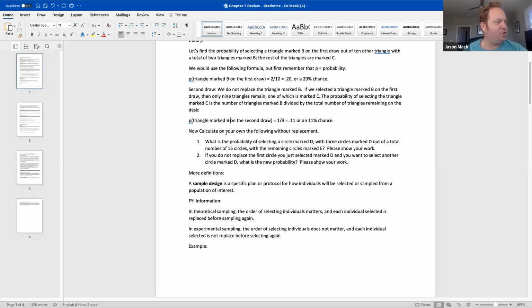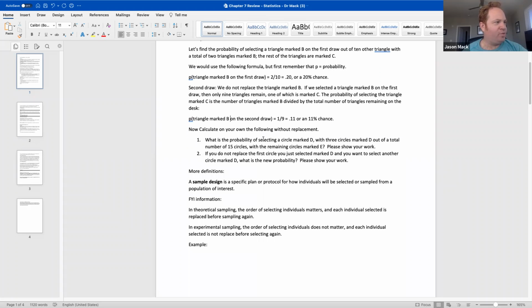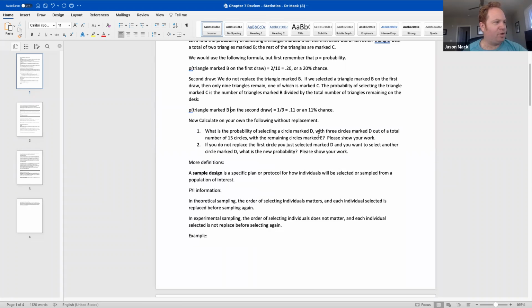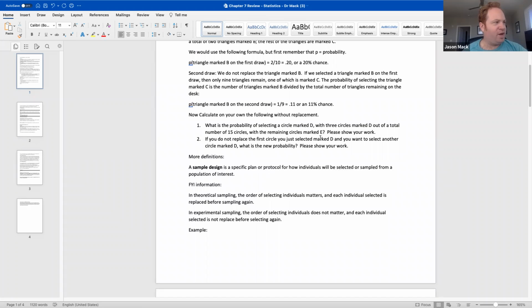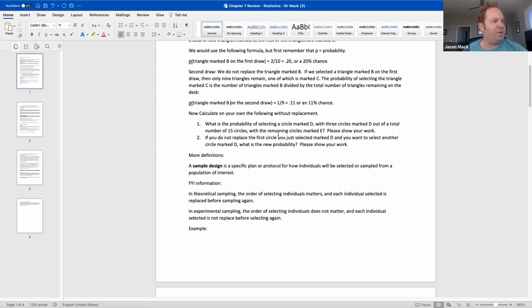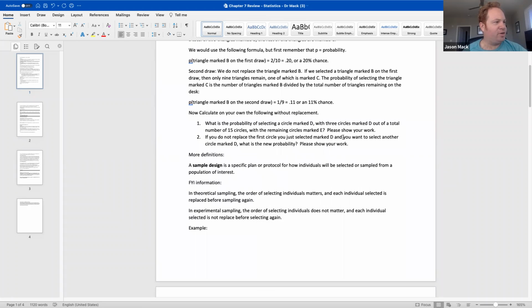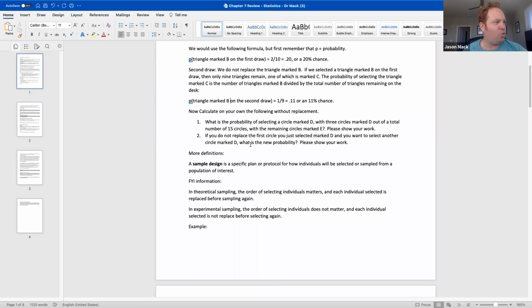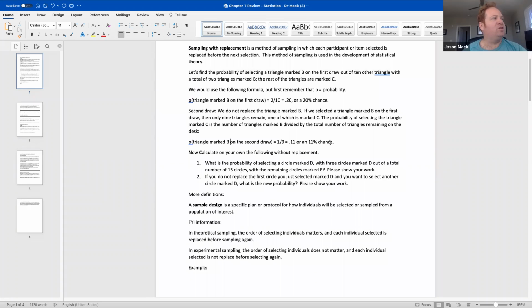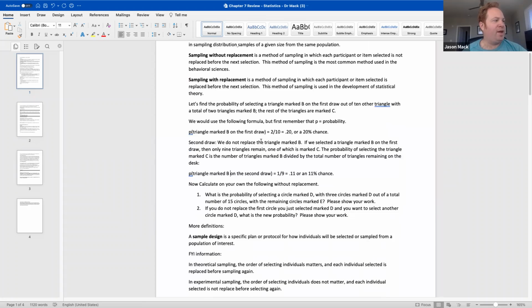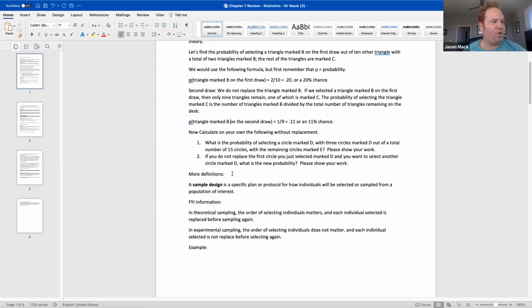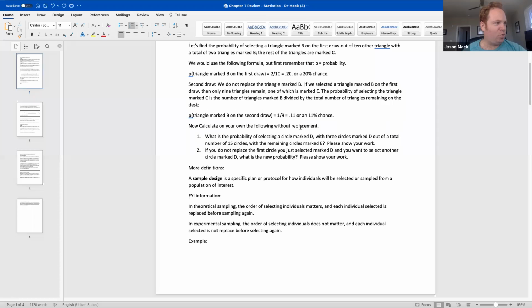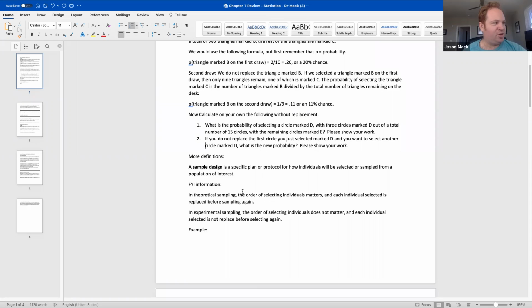So the next thing I ask you to do is, using this exact same formula, calculate on your own the following without replacement. What's the probability of selecting a circle marked D with 3 circles marked D out of a total of 15 circles, with the remaining circles marked E? Show your work. And then if you do not replace the first circle you just selected marked D, and you want to select another circle marked D, what is the new probability? Show your work. You can literally look at the example and use the same steps, and you'll absolutely get there. If you have questions, reach out to me. If you want me to record a walkthrough or a live session on the thing you do on your own, I'm absolutely down. I just need to know, everybody.